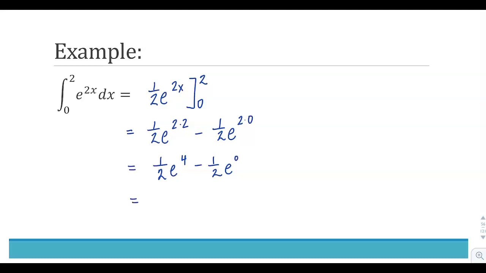I can factor out the 1/2 from each term, so I have 1/2 times (e to the 4th minus 1), because anything to the 0 power is 1 here. So here I have my final answer.